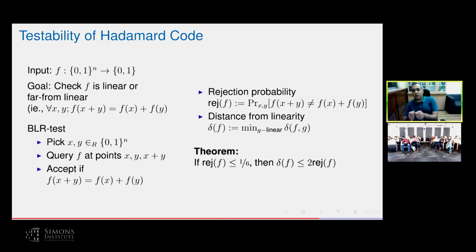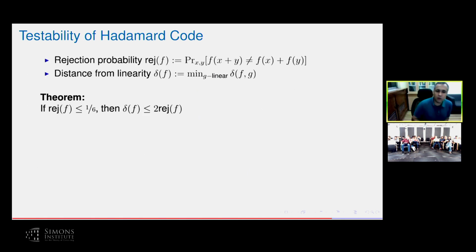and we're told that the rejection probability of the BLR test is very small. Then we want to show that this function's distance from linearity is at most twice the rejection probability. So this is what we have, and we want to prove this.